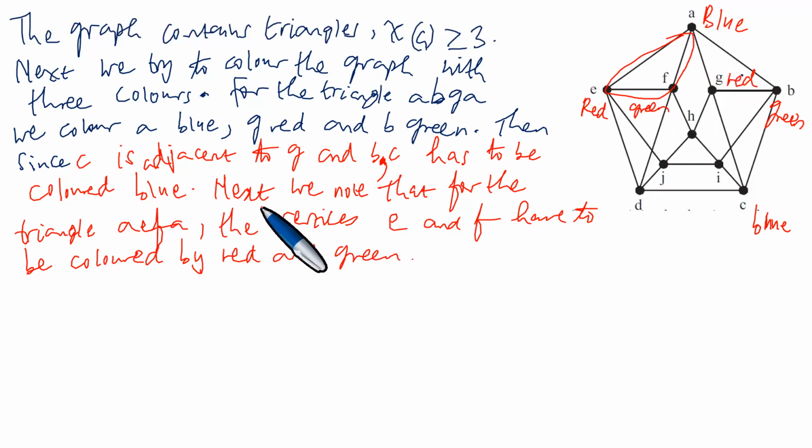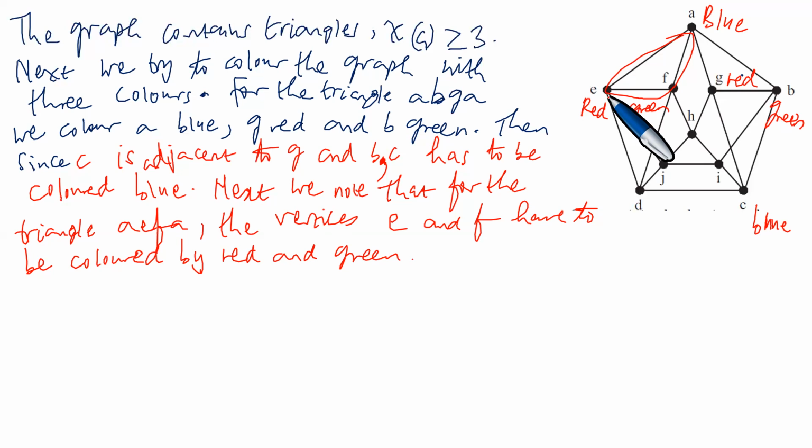Right. So next we note that for the triangle AEFA, the vertices E and F have to be colored by red and green. You can also do green and red. If you make this one red, these are not adjacent vertices as such, because adjacent vertices must have an edge that connects them. So a person who makes this one red is not wrong. What would be wrong is to make this one blue, because this one's already blue. So adjacent vertices with the same blue color are unacceptable in coloring. Okay, next we continue.